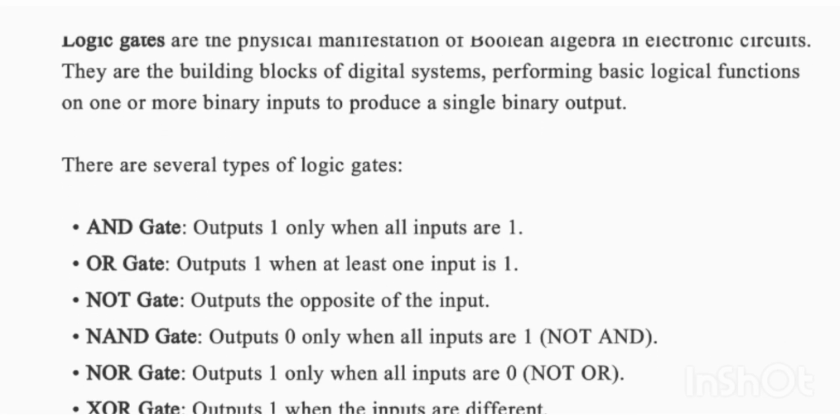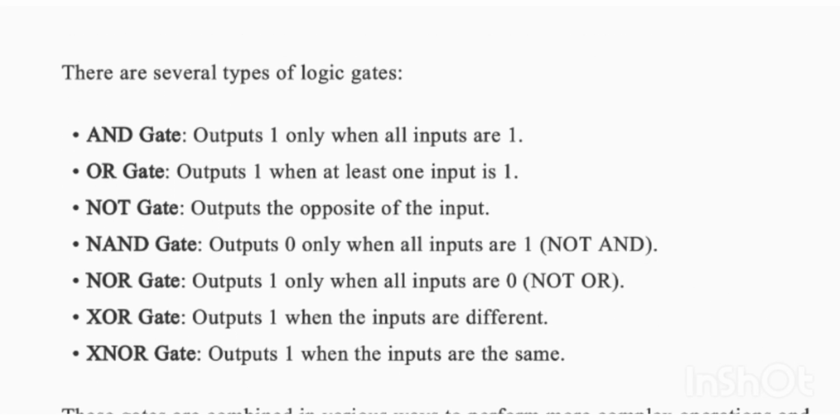The AND gate outputs 1 only when all inputs are 1. The OR gate outputs 1 when at least one input is 1. The NOT gate outputs the opposite of the input. The NAND gate outputs 0 only when all inputs are 1. The NOR gate outputs 1 only when all inputs are 0, that is, NOT OR. The XOR gate outputs 1 when the inputs are different. The XNOR gate outputs 1 when the inputs are the same.